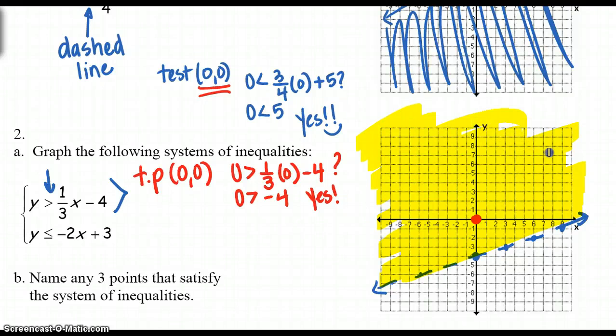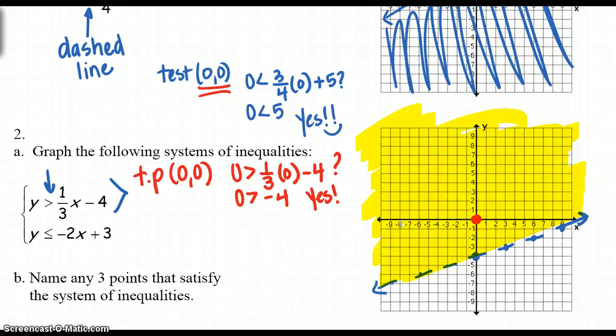Now, before you shade, I'm doing this in highlighter. If you do this, do it in pencil, because in about a minute or so, we're going to be erasing things. So you can just watch it and then fill it in at the end, or you can use pencil and you can erase at the end. It's totally up to you.